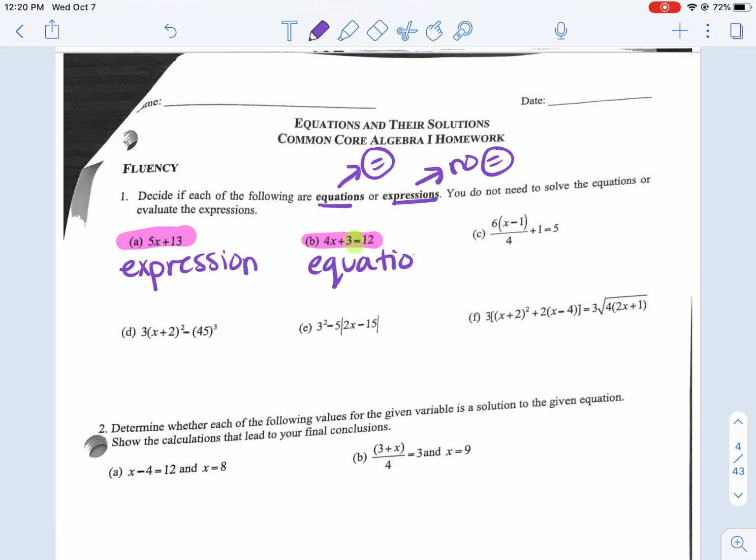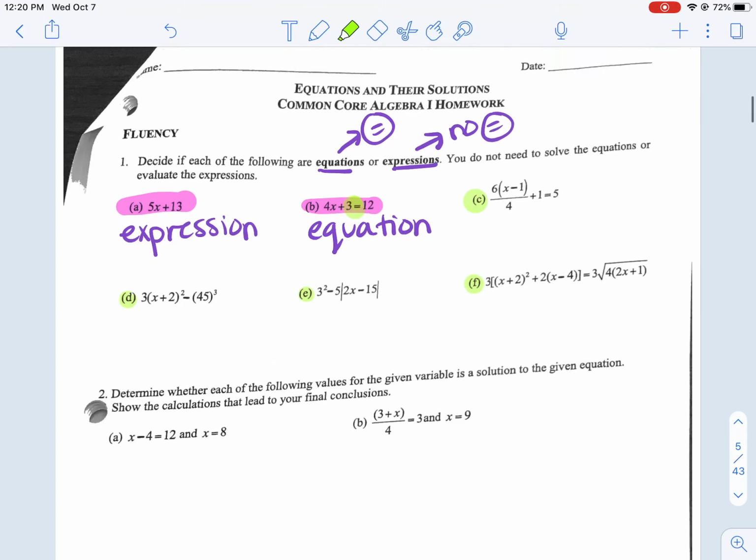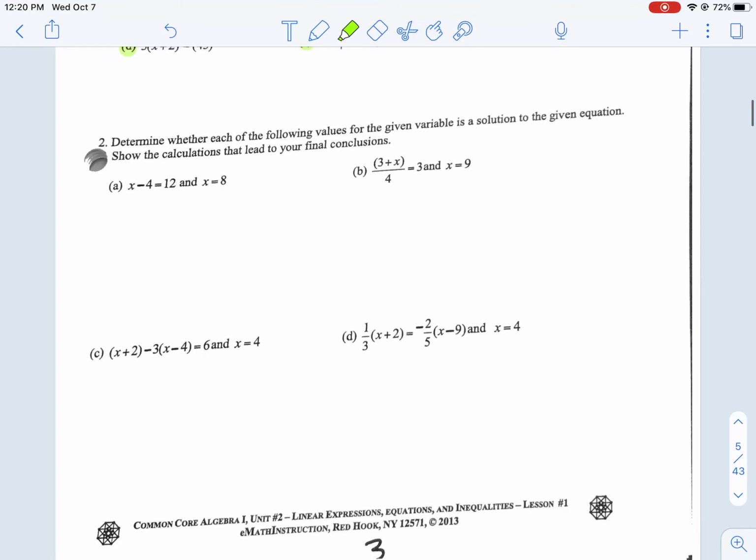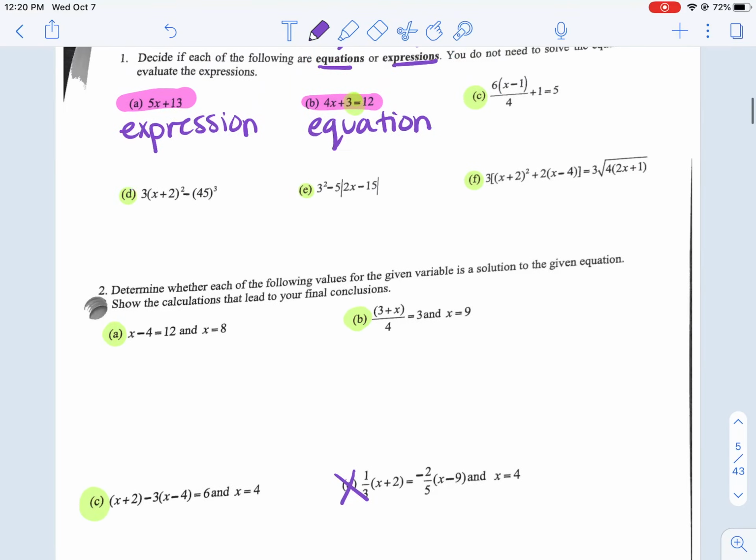If you can finish off these problems, C, D, and F. And then if you go down here, we did a bunch of these already, so for number 2, do 2A, 2B, and 2C. You do not need to do 2D. We're going to get to ones like that with our calculator later on.